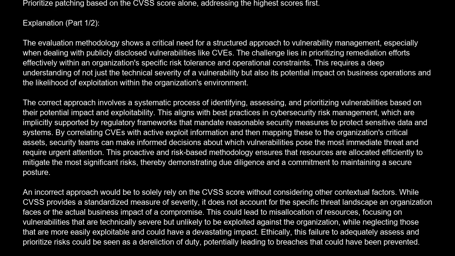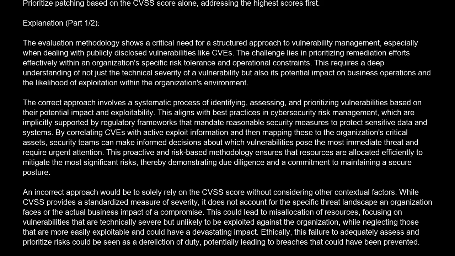Explanation. The evaluation methodology shows a critical need for a structured approach to vulnerability management, especially when dealing with publicly disclosed vulnerabilities like CVEs. The challenge lies in prioritizing remediation efforts effectively within an organization's specific risk tolerance and operational constraints. This requires a deep understanding of not just the technical severity of a vulnerability, but also its potential impact on business operations and the likelihood of exploitation within the organization's environment.